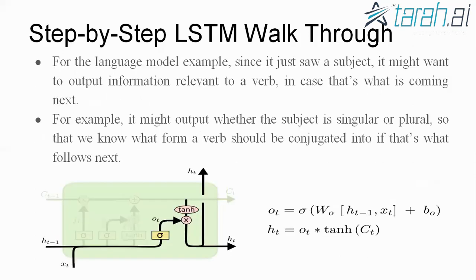So, for example, in the language model, since it saw a subject, it might want to output information related to the verb. That is what is coming next. Or, for example, it might output whether the subject is singular or plural, so that we know, when a verb is conjugated to it, what is coming next.